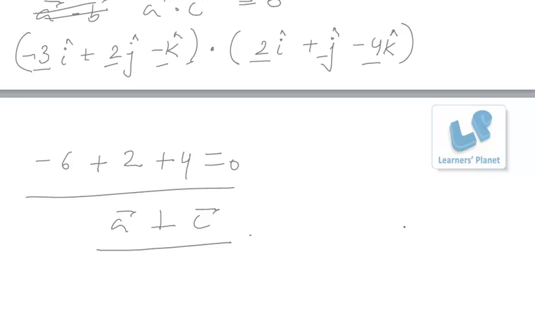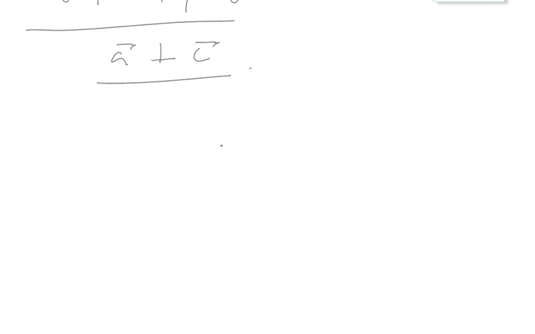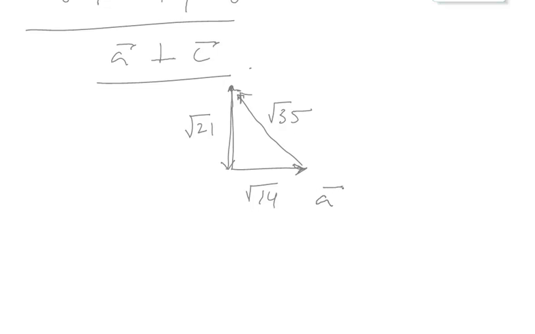Okay, so the triangle must be of this form. Vector A, vector C, this is root 14, this is root 21. Okay, and this is vector B, which is root 35. So vector A, vector B and vector C. Okay, these two are mutually perpendicular.